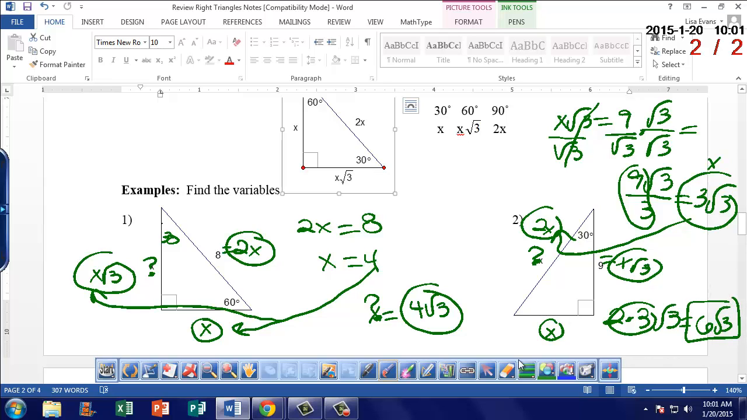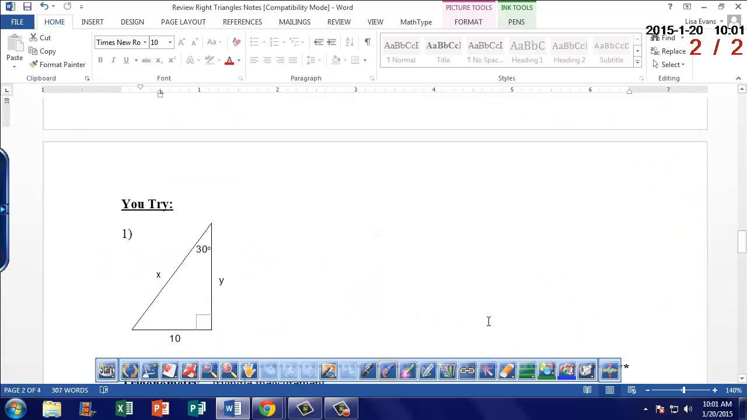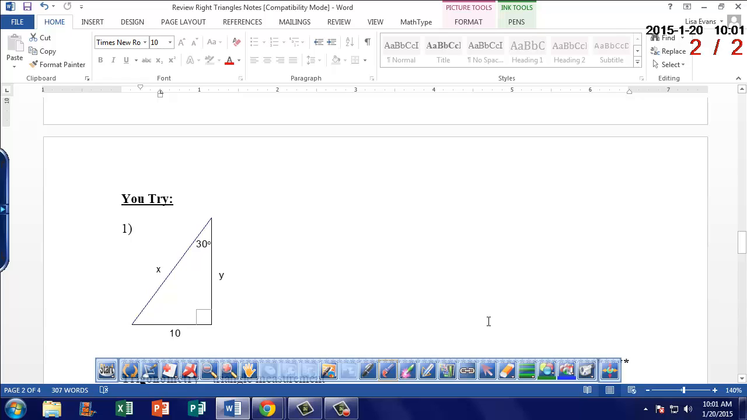Okay? Go ahead, pause the video, and give this a try. I want to see tomorrow, even if you don't have the correct answer, I want to see your ratios labeled. I want to see your equation. This is actually a very simple one. I saved the most simple one for you guys to try on your own. Once you solve for x, plug it back into your missing sides.